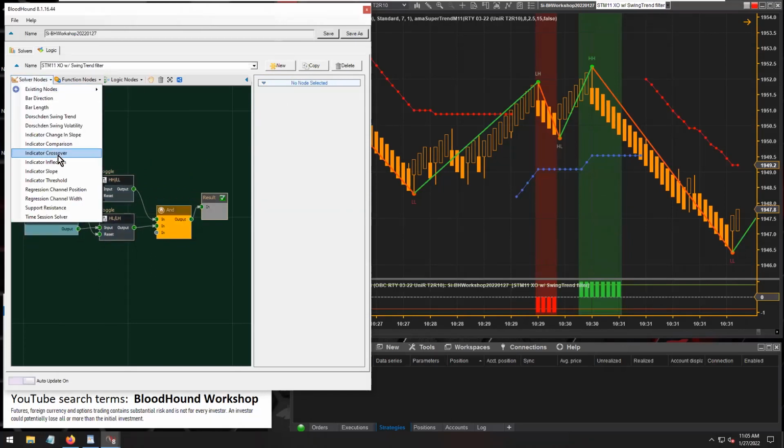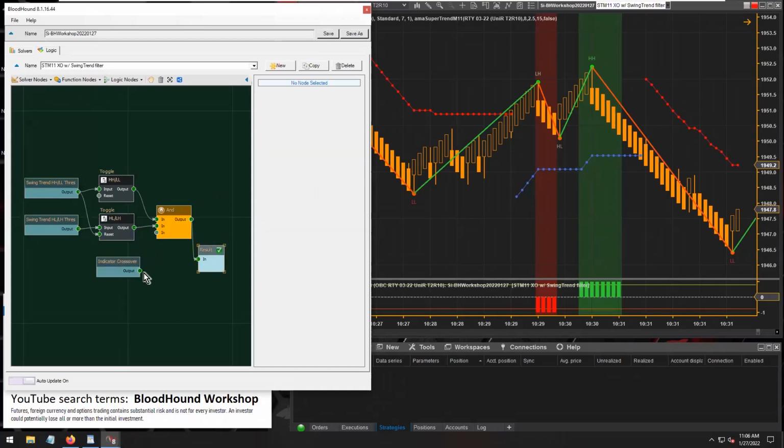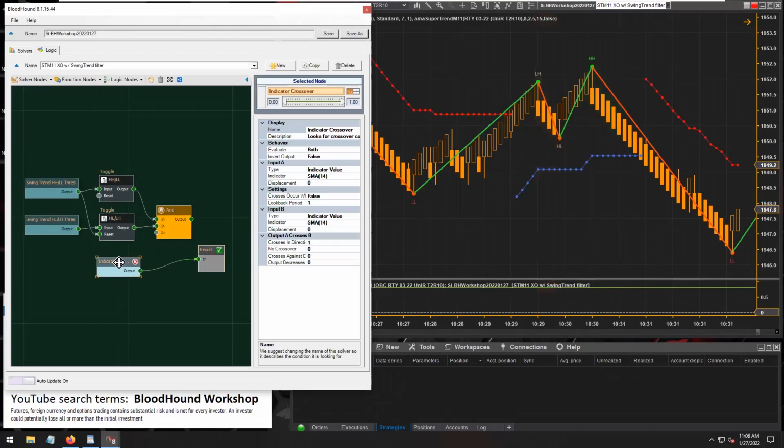So we're going to grab a crossover solver. Where is it? There it is, right there in the middle. Crossover is right there in the middle. Let's grab the crossover. Let's connect it into the result node.